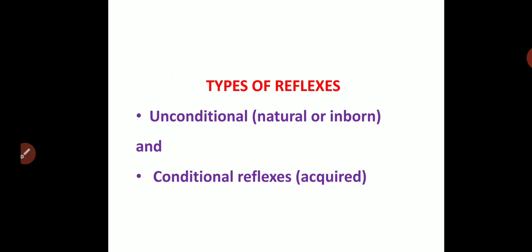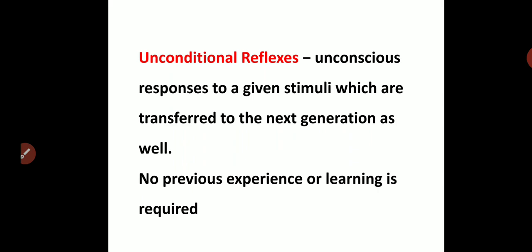And the second category is conditioned reflexes. So the first one, unconditioned reflexes. These unconditioned reflexes are inborn. The word inborn will help you to understand it better. Inborn means which is there in our body right from our birth. We don't require any teaching, any prior experience, or any other instances to make us gain these responses. Our body reacts to it all on its own. So no previous experience or learning is required. They are just transferred to the next generation.